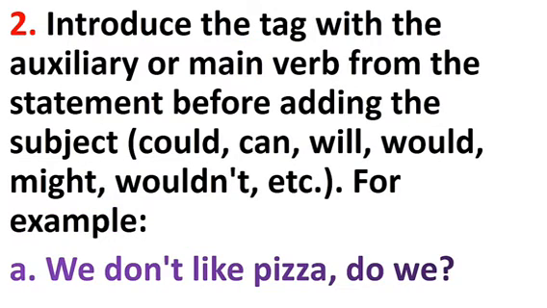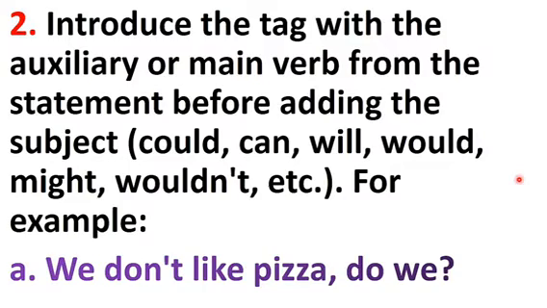Next, introduce the tag with the main verb or auxiliary verb from the statement before adding the subject. What have I said? That you open your tag with the auxiliary or main verb from the statement, from the main clause, before you add the subject. And these are your auxiliary verbs, helping verbs: could, can, will, would, might, wouldn't. Wouldn't is in the negative, but the others are in the positive. So you can have negative or positive.